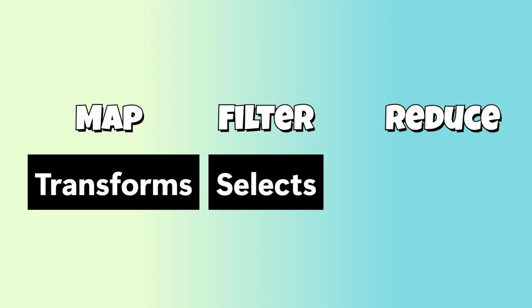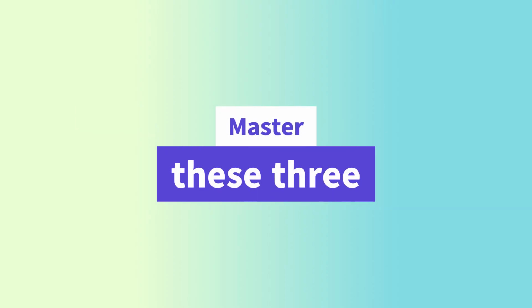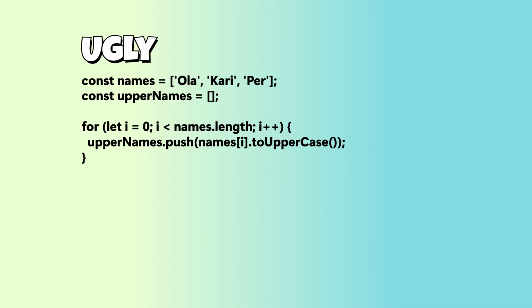So yeah, map transforms, filter selects, and reduce combines. Master these three and you'll go from writing messy loops to writing beautiful JavaScript.